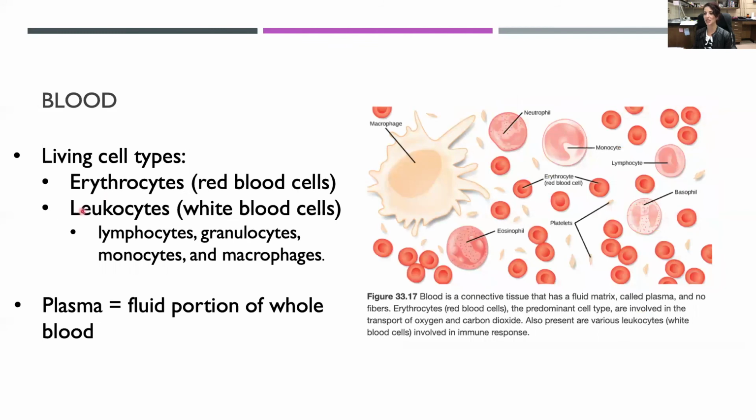Next up, we have blood. We have two different types of living cells. We have the red blood cells, the erythrocytes, and we also have the white blood cells, the leukocytes. Contained within the leukocytes, we have different types, specifically the lymphocytes, the granulocytes, the monocytes, and the macrophages. So here's all that put together in addition to the fluid portion of the blood, which we call plasma here.